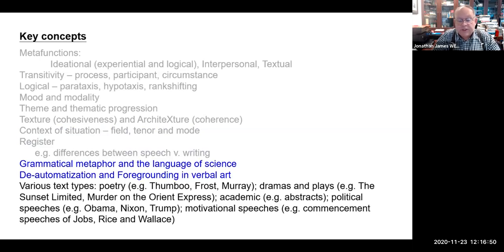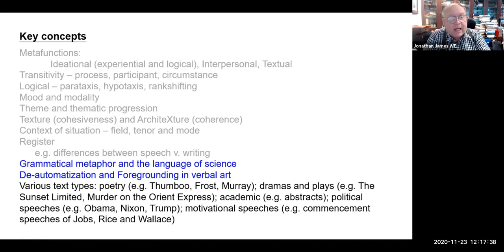Grammatical metaphor, language of science. What is grammatical metaphor? Yes, it's turning verbs into nouns, but it's more than that. It is generally a shift in the direction of nominalization. But in so doing, do you notice what happens to clause structure? How did we say you can identify a clause? By the presence of the verb, the presence of the process.